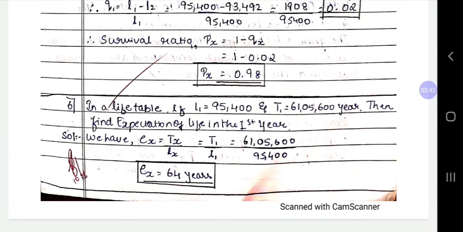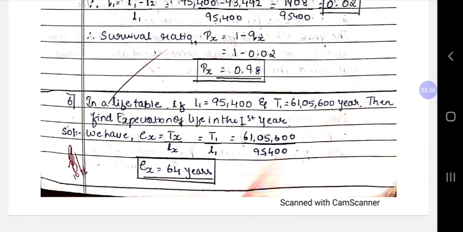Next problem. In a life table, if L1 is 95,400 and T1 is 61,505,600 years, that is 61 lakh 5,600 years, then find the expectation of life in the first year. Ex is equal to Tx divided by Lx. We have T1 and L1. 61 lakh 5,600 divided by 95,400. Your Ex you will get 64 years.